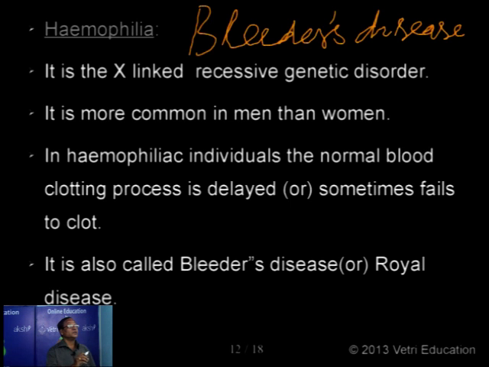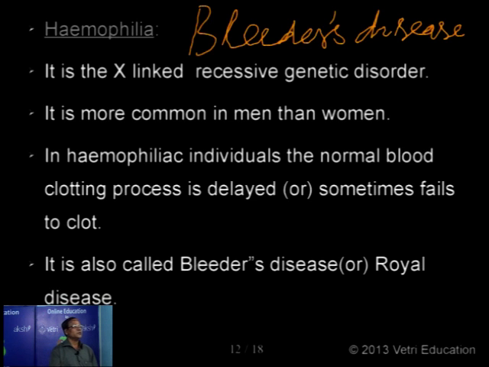They always took them only from aristocratic families, either king's families or queen's families. That is why the gene is always circulating among themselves, and why it is always there in such families. That is why it is called royal disease. Bleeder's disease or royal disease, as it is prevalent in the royal family members. Again, it is more common in men than women.